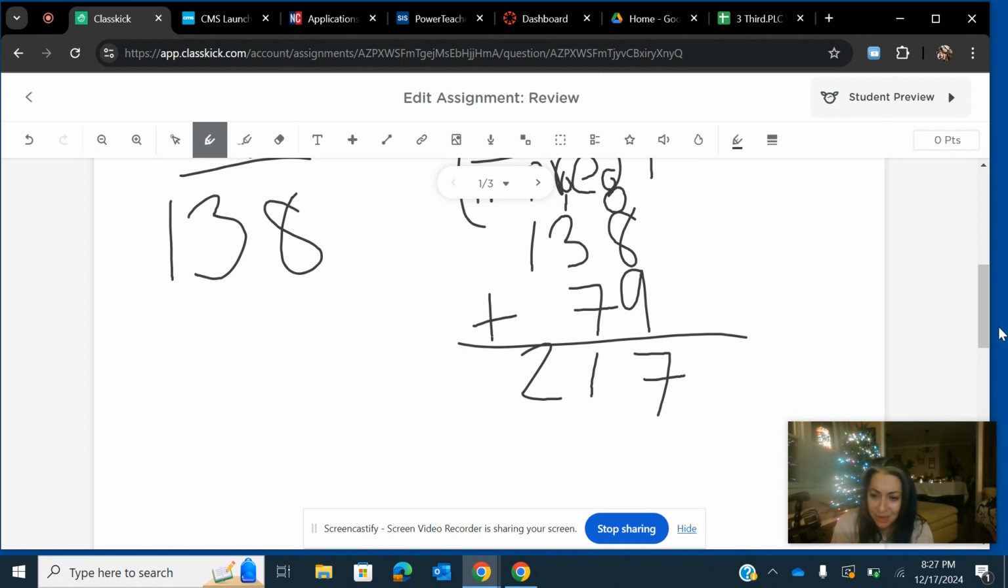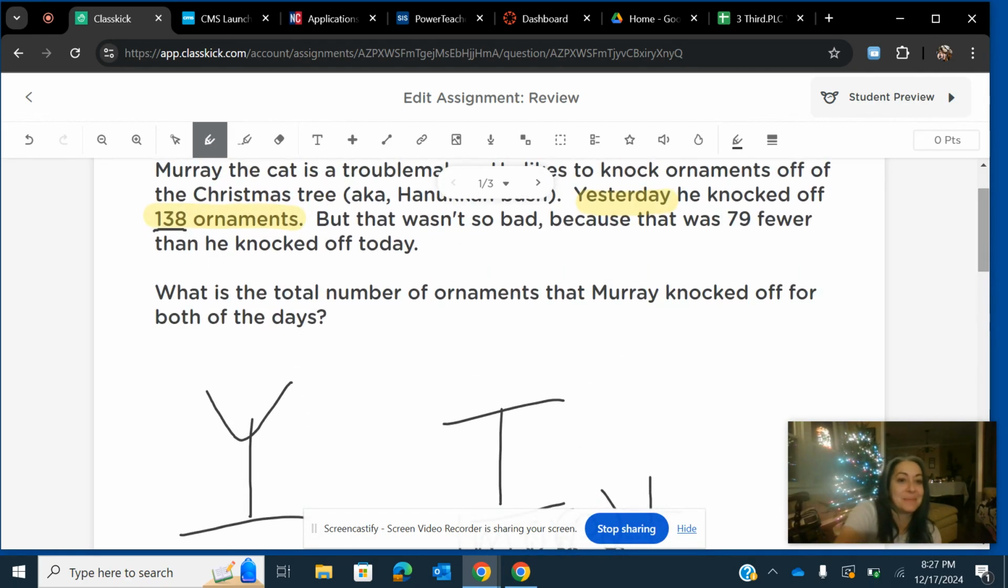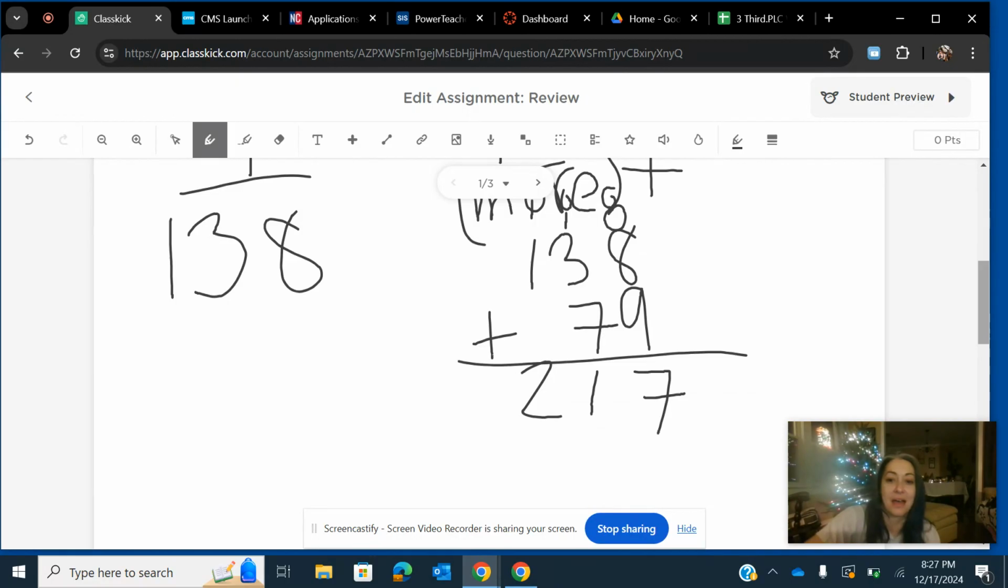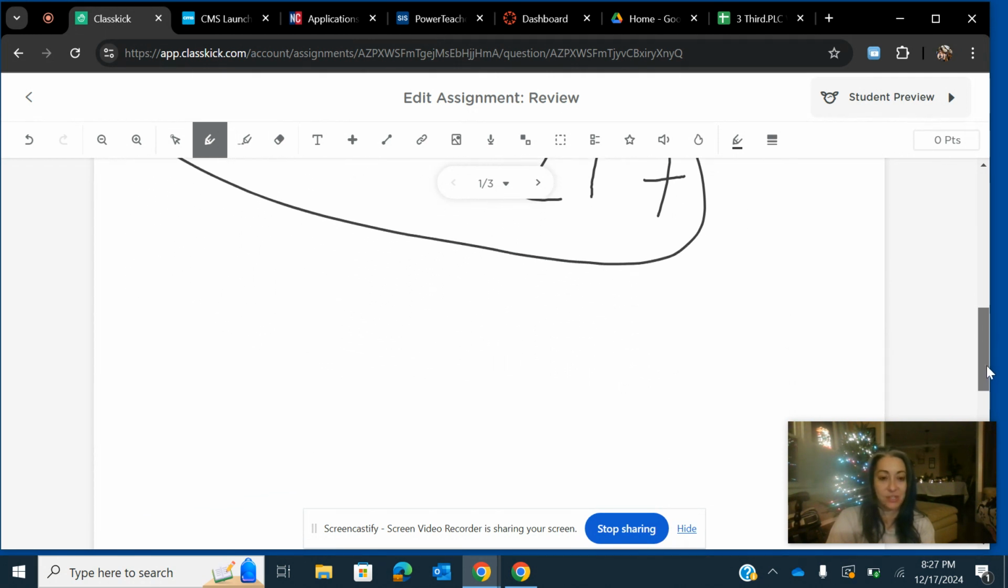Murray, not so good. But that's not my final answer, because why can't we make this harder? We need to make sure that it's a 2-step story problem and you're doing both of the steps. What is the total number of ornaments Murray knocked off for both of the days? So the last thing you need to do is add these numbers together. If you want to pause it and work on solving it, you can, and then I will show you the answer. All right, 138 plus 217.